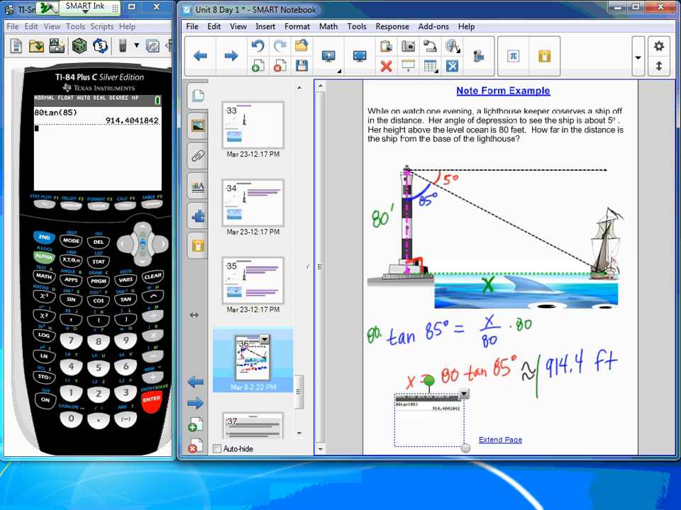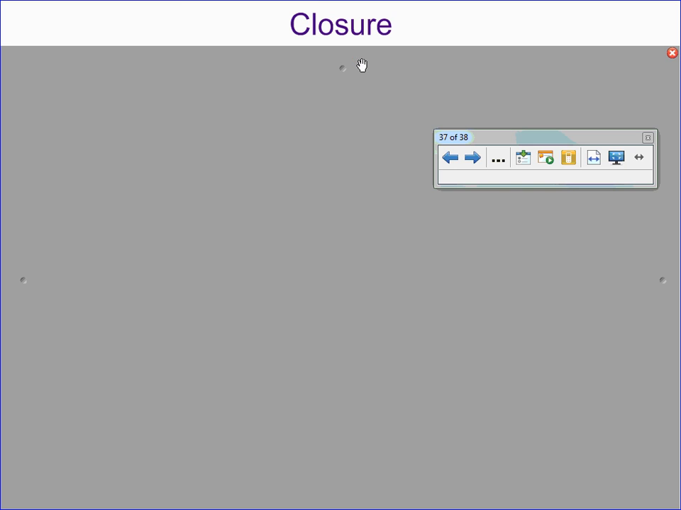And again, that seems long, but think about the size of my angle here. So she's not looking down very much. She's only looking down 5 degrees. And so it makes sense that this is going to be a much larger measure than the 80 feet, right? Awesome. What questions do you have about our angle of depression problem? But let's go ahead and finish it up with our closure today.